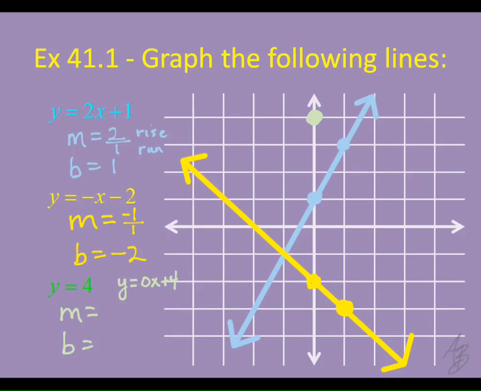Either way, what's the slope going to be? 0. I'm not going to put 0 over 1 because I know it's going to be what kind of line? It's going to be a horizontal line. And then the y-intercept is going to be 4. So let's go ahead and just draw our horizontal line through there. And we get something like that.